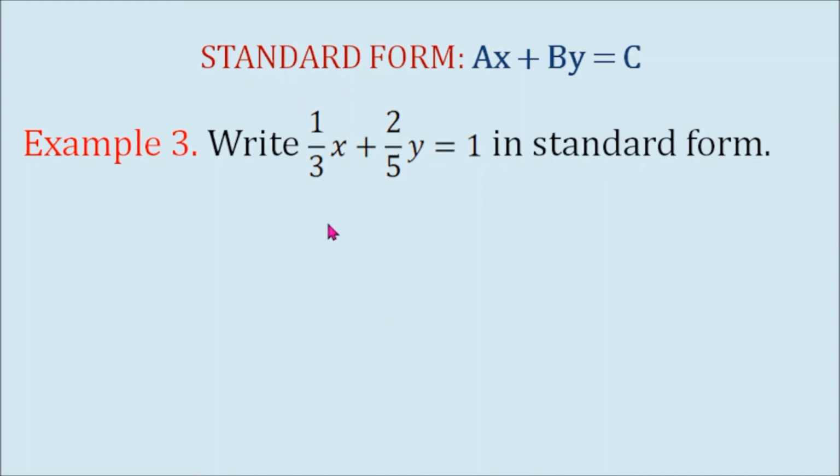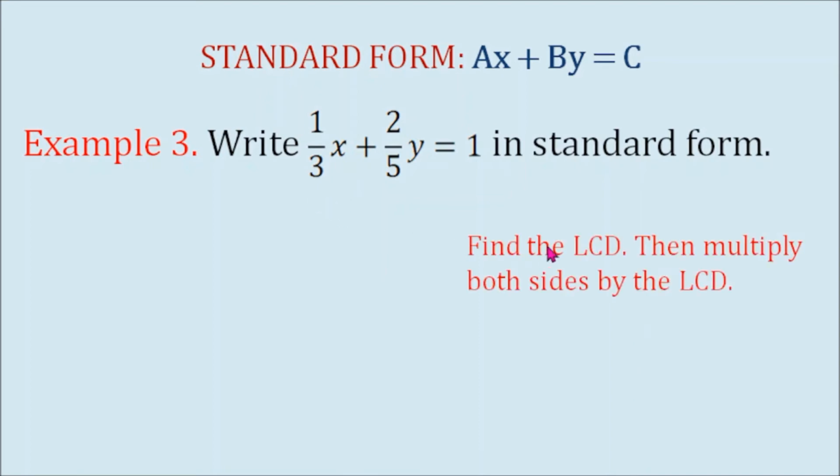Example number 3. Write 1/3 x plus 2/5 y equals 1 in standard form. So this equation is not in standard form because our a here is 1/3 and our b here is 2/5, and they should be integers. Now to get rid of fractions, we find the LCD, then multiply both sides by the LCD.